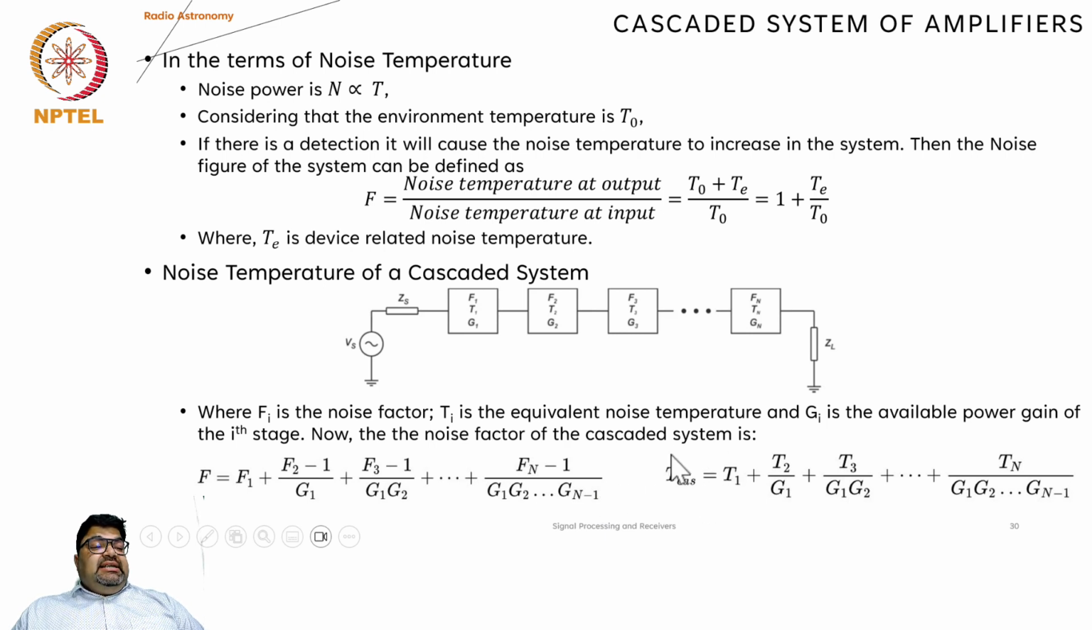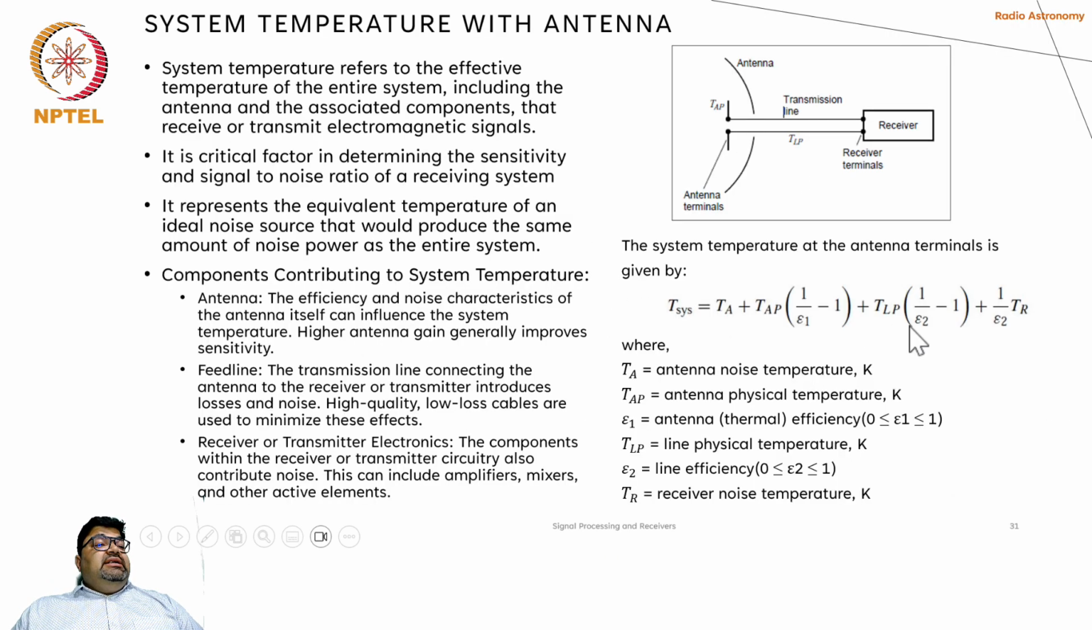Similarly, the cascaded system equivalent noise temperature is given by T1 plus T2 over G1 plus T3 over G1 G2, and then for the nth component, Tn over G1 G2 up to Gn minus 1. This is very important to know while designing a proper radio receiver.